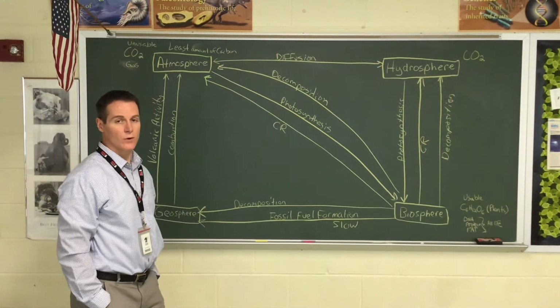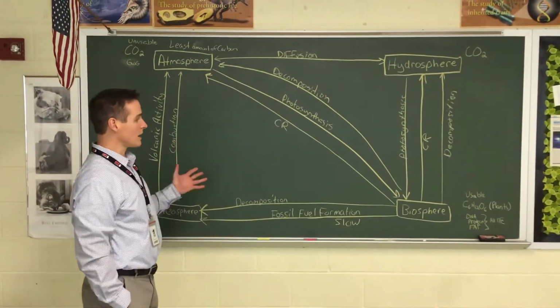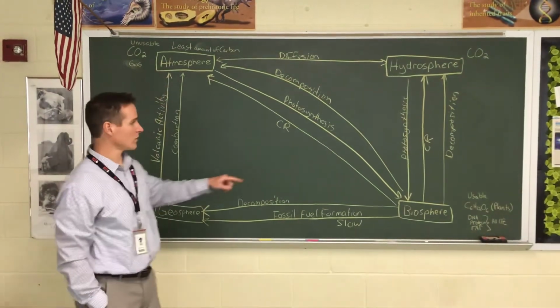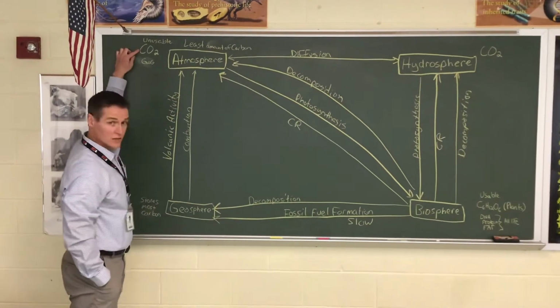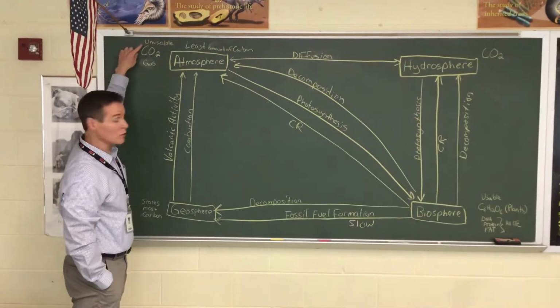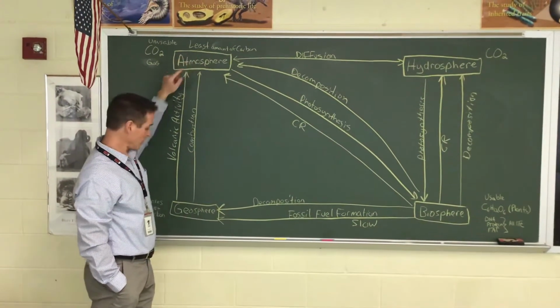All right, as students, we're going to walk you through the carbon cycle today. I'm going to move fast here. I've got the model up here. We have the atmosphere, geosphere, biosphere, and hydrosphere. In the atmosphere, we have CO2. It's unusable, and it's a gas. And the least amount of storage is in the atmosphere.